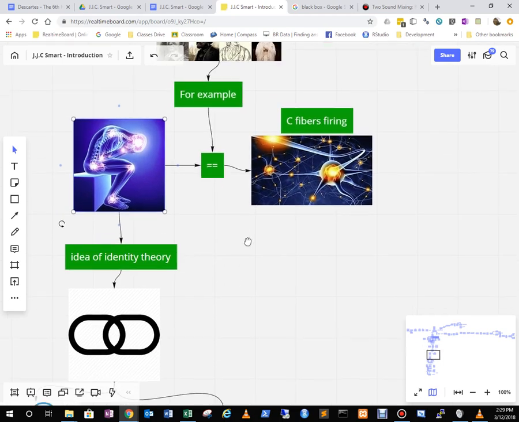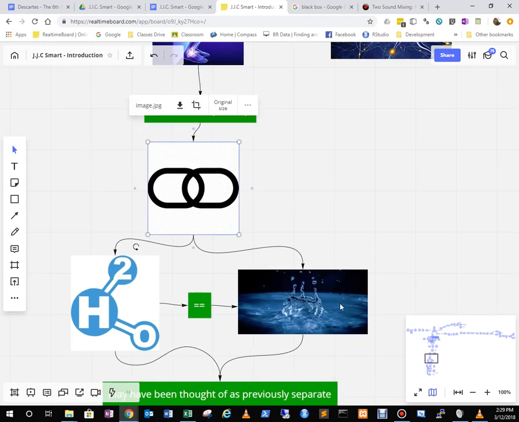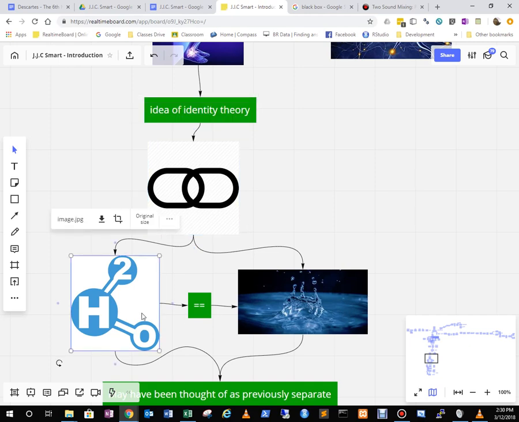Okay. So the idea of identity theory is also linked with combining things that were previously thought to be separate. Take water, H2O: 2 parts hydrogen, 1 part oxygen. Nobody ever thought that those two things put together would end up creating water, but chemistry has found that water is a molecule made out of 2 parts hydrogen, 1 part oxygen, okay?